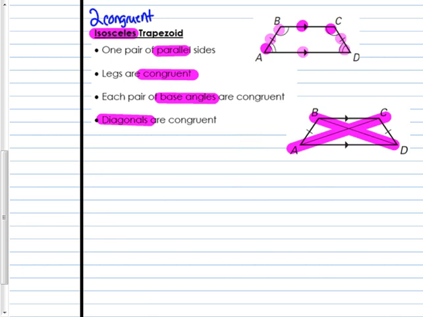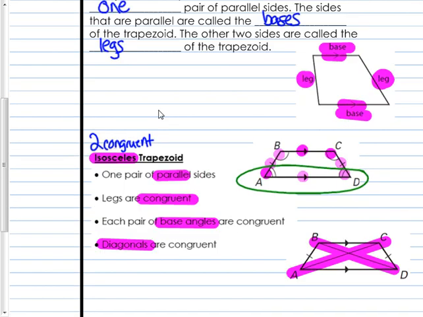Now, I want to clear something up. A lot of you may say, oh, well, base angles, that just means the bottom. So that's only talking about angles A and D. No, that is not true. If you look back up at our picture, this is a base and this is a base. So when I'm talking about base angles, I mean the two angles that are touching the base.